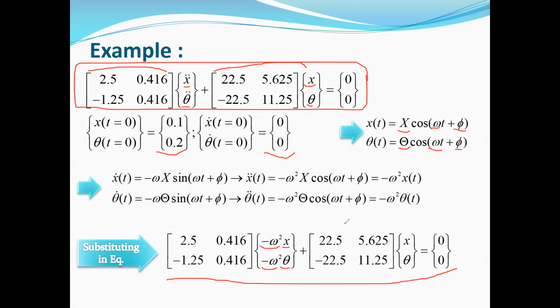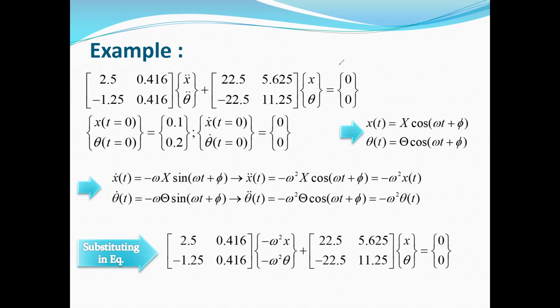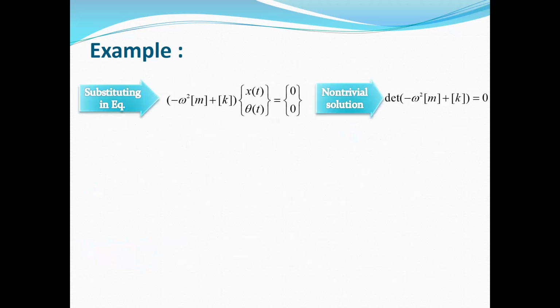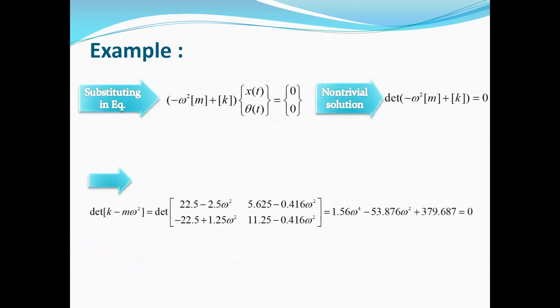We can write it in algebraic form, because here we have two algebraic equations, and now we can extract two equations with two unknowns in the matrix form. Okay, so this is minus omega squared multiplied by matrix M plus matrix K, and all these terms are multiplied by the vector x and theta.